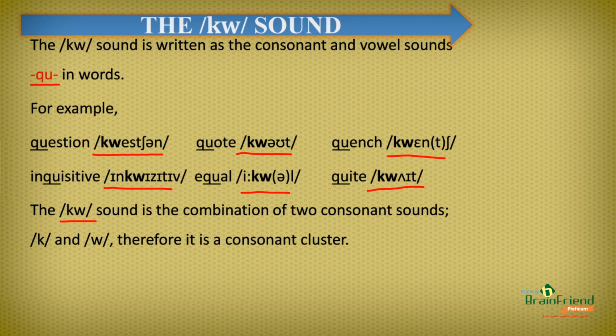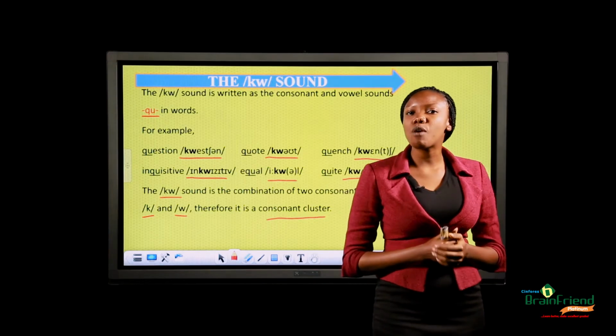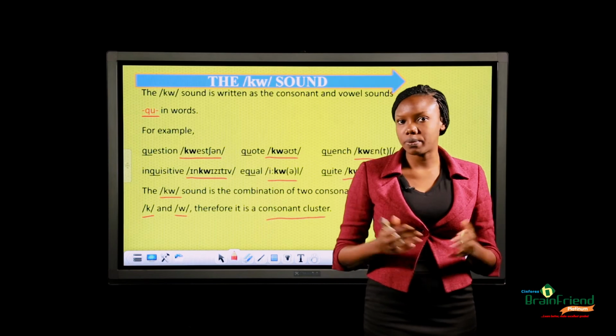The kw sound is a combination of two consonant sounds, the k and the w sounds. Therefore, it is a consonant cluster. Now let's see how we can pronounce this sound properly.